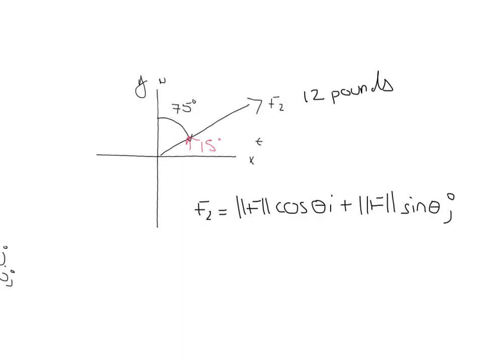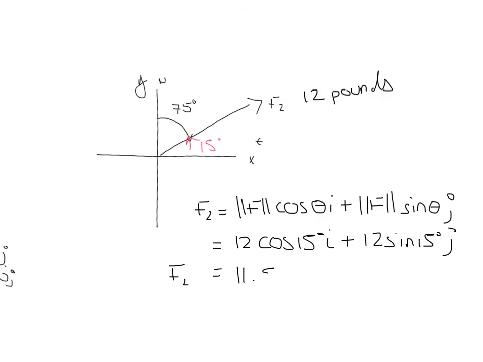All right, so this is the formula. Remember, magnitude cosine theta i plus magnitude sine theta j. So the magnitude here is 12 cosine 15 degrees i plus 12 sine 15 degrees j. We're going to put that in our calculator. We get vector 2 is equal to, let's round to two place values, 11.59i plus 3.11j.